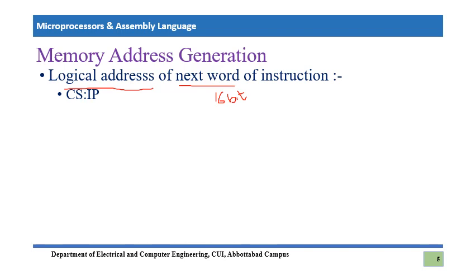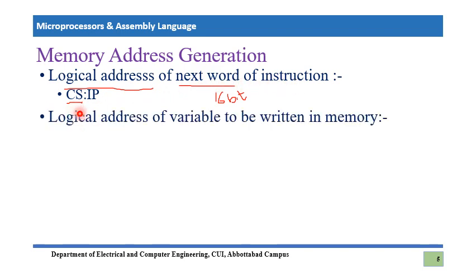Remember, this is the format. There must be a segment address which is stored in the code segment register. Of course, we are talking about instructions, and the pointer or the offset must be stored in the instruction pointer. So the logical address of the next word of instruction is CS colon IP. Now, the logical address of a variable to be written in the memory.